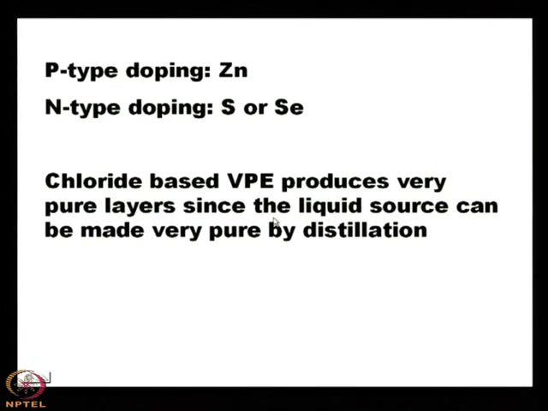But what is the problem with the chloride or halide? It is very corrosive. Chlorine is very corrosive. So, precaution must be taken. So, that is also there. In all the processes you will find some advantages and disadvantages, it is always there.